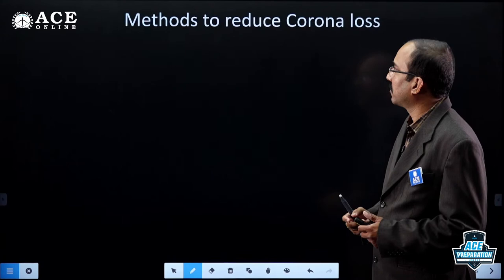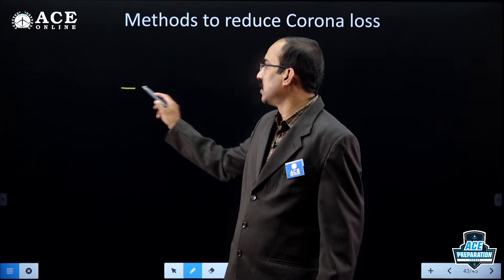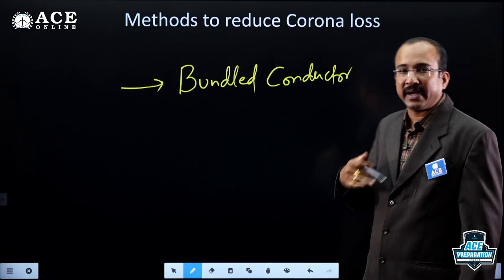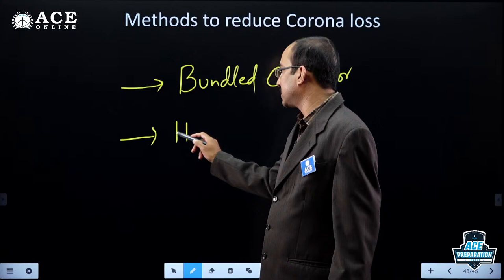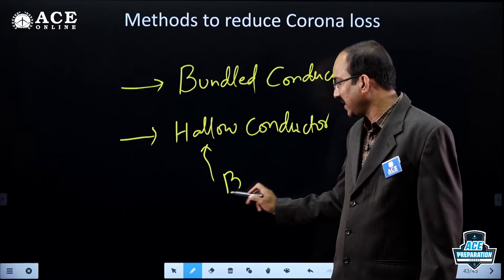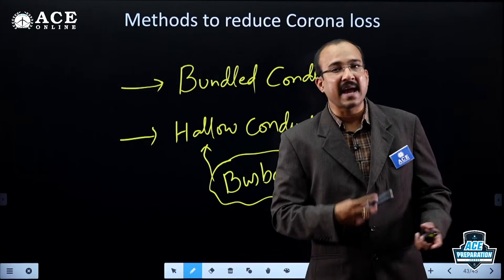What are the methods to reduce corona? Corona can be reduced by using bundled conductors. If you go for a bundled conductor configuration, the corona can be avoided. And by using hollow conductors also, you can avoid the corona. So, we use hollow conductors in the case of bus bars, because the corona can be avoided.